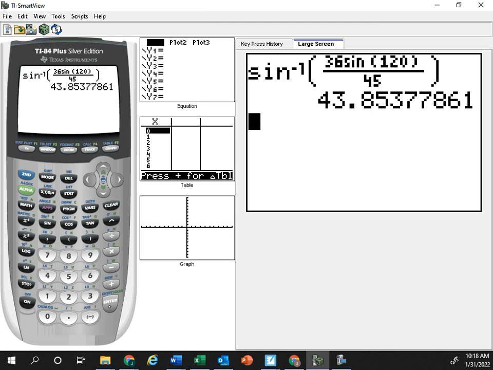So that's giving you just what B equals, right? That's angle B and you're done, yes. You could type in the 36 sine of 120 over 45 and get that decimal answer, but then you'd have to take that whole decimal answer and put it into the inverse sine without rounding at all to get this answer. So I like to just key it in all at once and then be done with it.